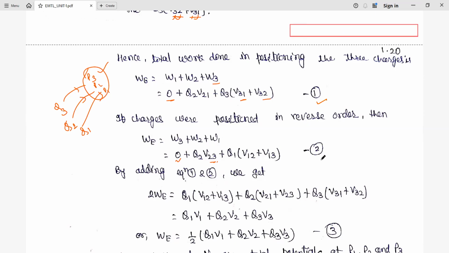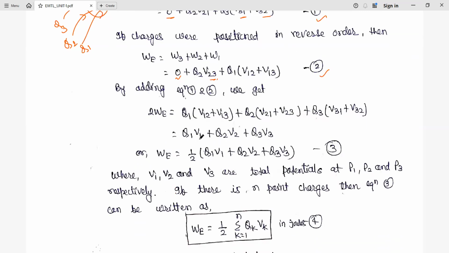Now we add equation 1 and 2, both equations we are going to add here. If you see, finally we get 2W_E equal to Q1 into, this is due to charge 2 and charge 3, and this is the charge 2 due to charge 1 and charge 3, and finally this expression is due to charge Q1 and Q2 on charge Q3.